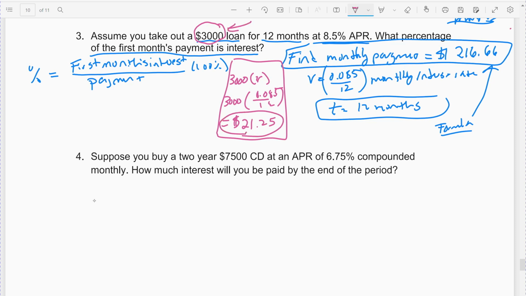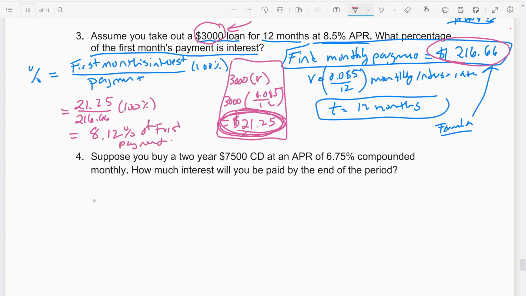So that means you add $21.25 to your loan, subtract away your monthly payment, and that's how much you owe for the second month. What we want to figure out is, what percent of your actual payment is that $21.25? This is just interest that you've incurred. So you take your $21.25, the interest you incurred on that first month, divide by the payment you made on that first month, and then multiply by 100% to make it a percent. And it comes out to 8.12% of your first payment went to interest.